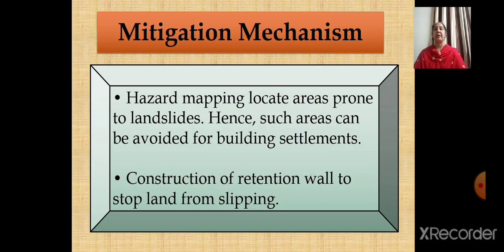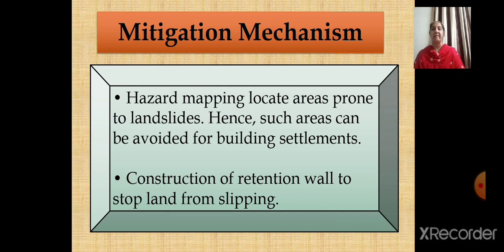Now the next topic is mitigation mechanism. Now, advancement in scientific techniques has empowered us to understand what factors cause landslides and how to manage them. So some broad mitigation techniques of landslides are as follows. Mitigation techniques actually help in controlling landslides. What are the causes for that? So it helps in understanding that.